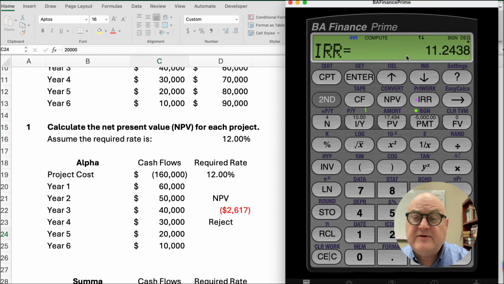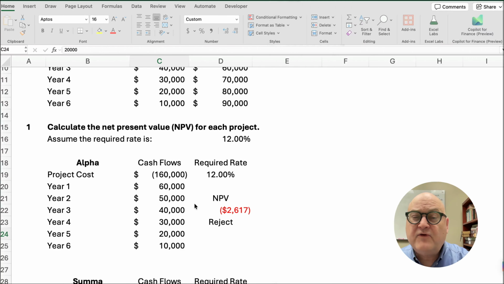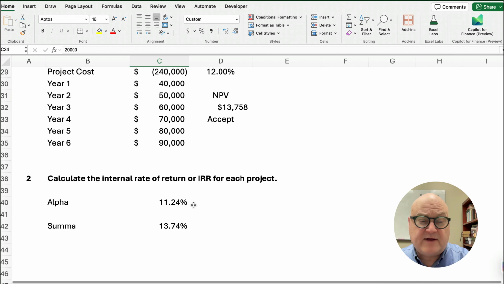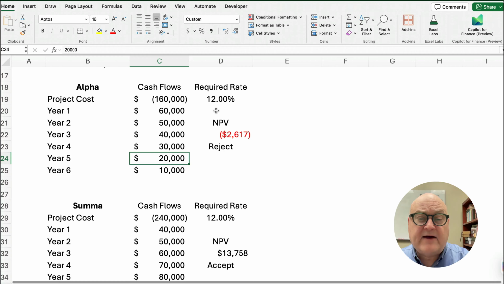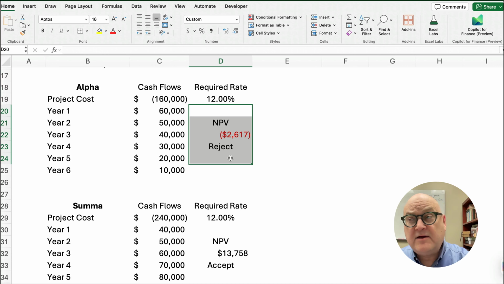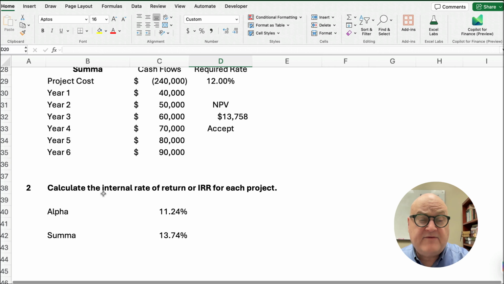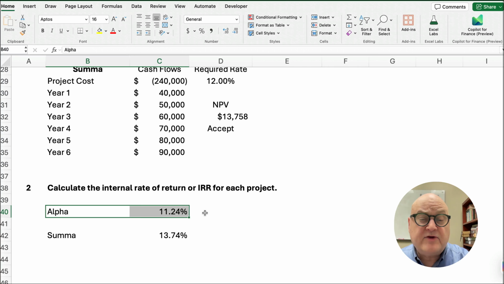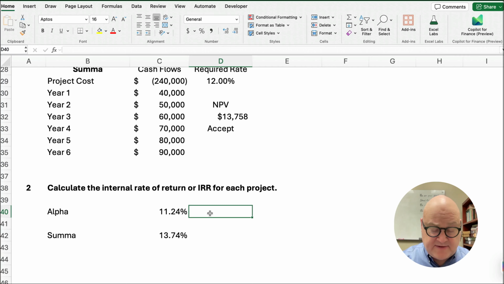It's going to be 11.2438, right? So 11.24 is going to be good enough for us. So here's what we have for alpha. We have the NPV of negative 2617, we'll reject. We have the internal rate of return of 11.24. We're going to reject this one.